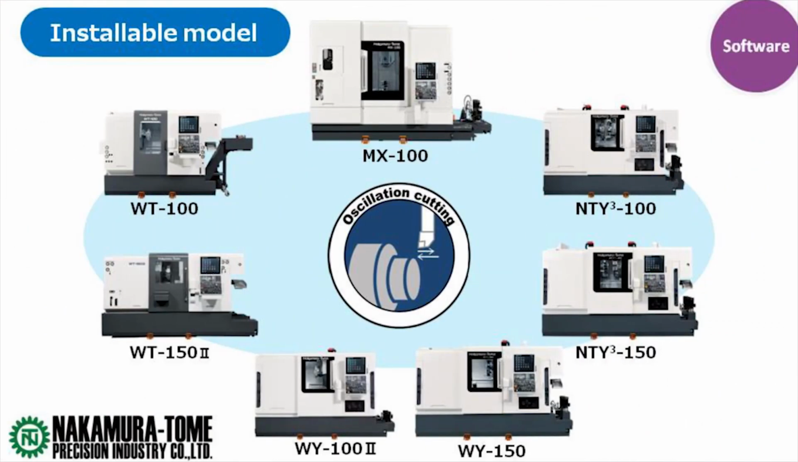Again, we can install this function on these machines: WT100, WT150 Mark II, W100 Mark II, W150, NT-Y3 150, and MX100. These machines are suitable for mass production with automation. We often install bar feeders, gantry loaders, and robot systems with them. So I'm convinced oscillation cutting is a really attractive application for them. Okay, let's go to the factory to see machining with this function.